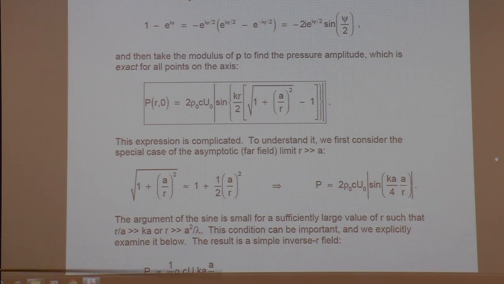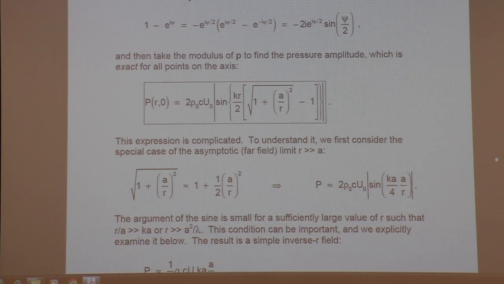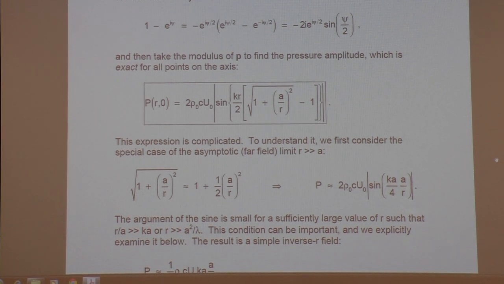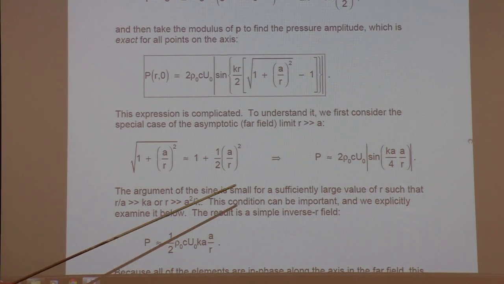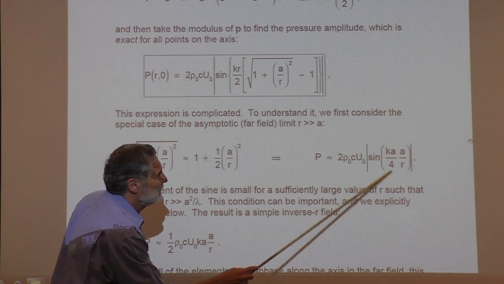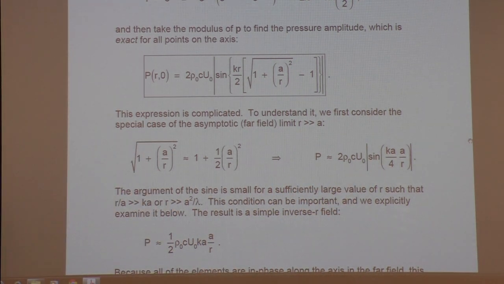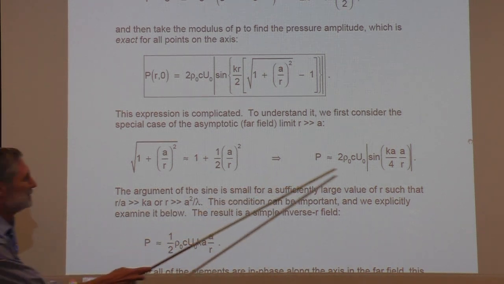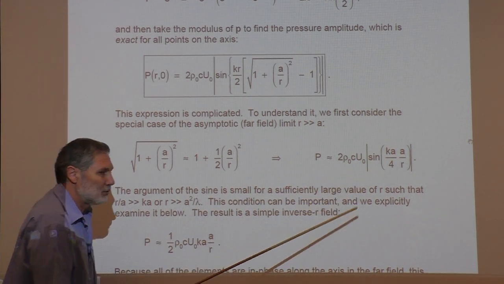So this is important, and it comes up in all sources. It's not restricted just to this case. We're going to discuss it later. But for right now, let's not get lost here. Let's make the assumption that this quantity here is small, okay? And then what we get, the sine of a small quantity is just that quantity in radians.